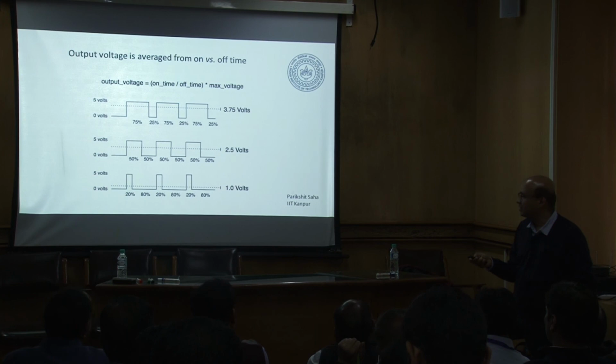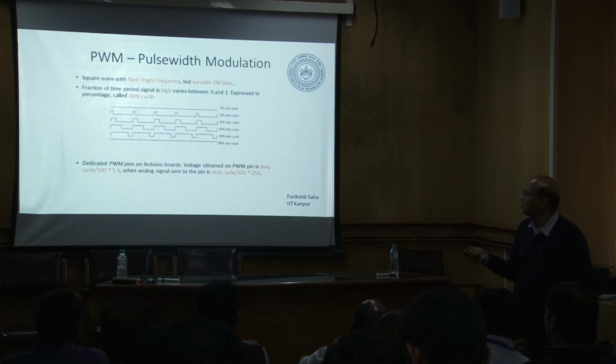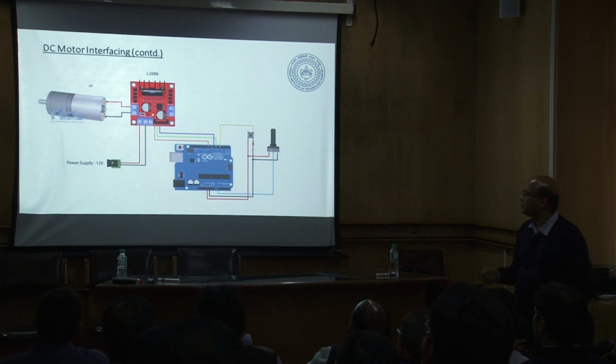Now the servo motors that we talked about in the morning, so this is my duty cycle. 0 duty cycle is 0 volts, then 10% duty cycle, 25%, 50, 80, 100. This is the way it is calculated: duty cycle divided by 100 into 255. So what we do is something like this. This is controlling a DC motor with a power supply.